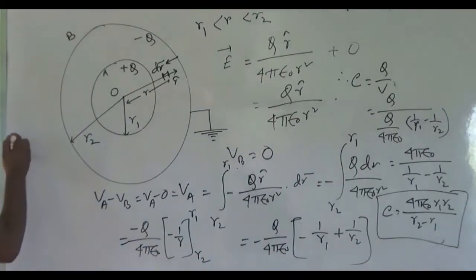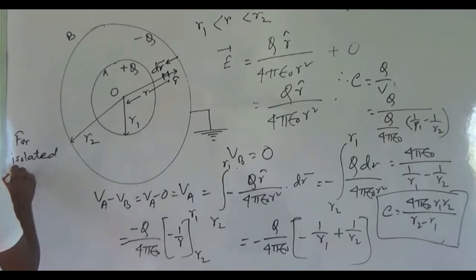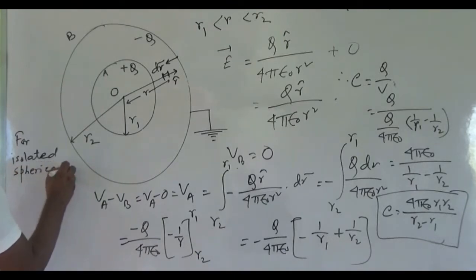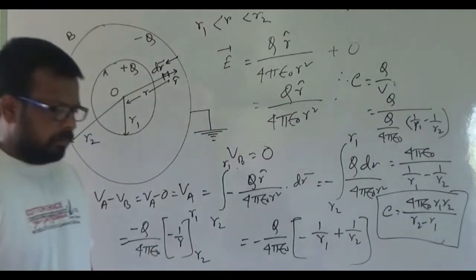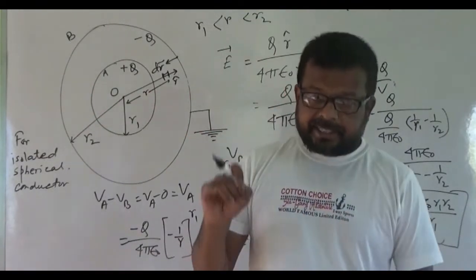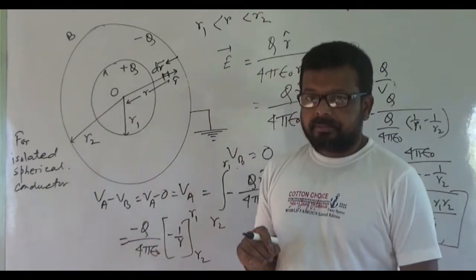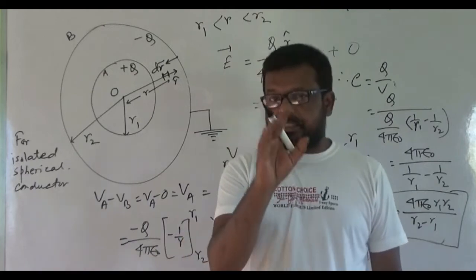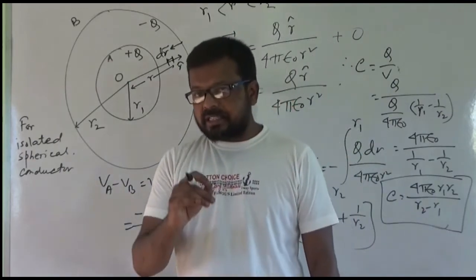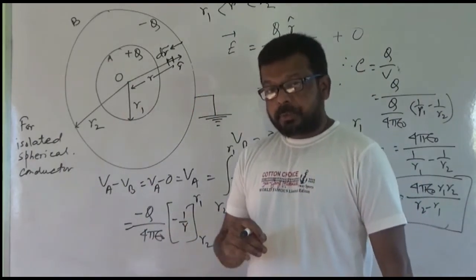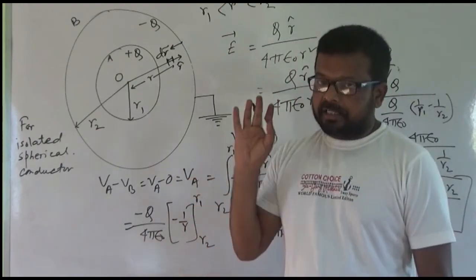Now, for a single isolated spherical conductor, we have already calculated the capacitance of a spherical conductor. What is it? We have calculated that: 4 pi epsilon naught R. That was the capacitance of a spherical conductor, right?